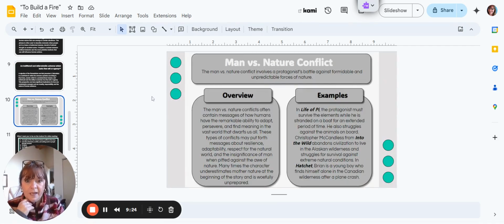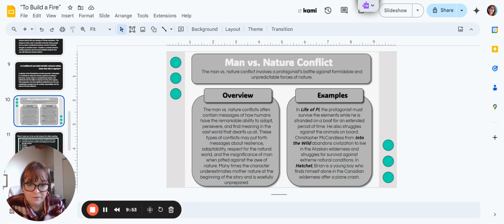You are seeing a pattern, I think, with these charts that I've put together for the various different conflicts in literature. Man versus nature involves a protagonist battling formidable and unpredictable forces of nature. An overview here: the man versus nature conflicts often contain messages of how humans have the remarkable ability to adapt, persevere, and find meaning in the vast world that dwarfs us all. We are just a speck, right, in the universe.